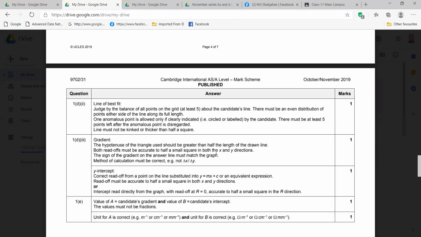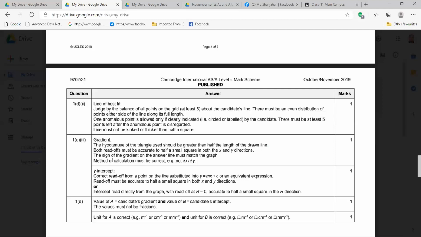It can happen that your straight line is not going through any of the points from the table, any of the readings from the table. That time what you have to do, you have to take 2 points on the line. Clear to you? Those 2 points must be on the line. It's not necessarily to be in the table, but they should be on the line.